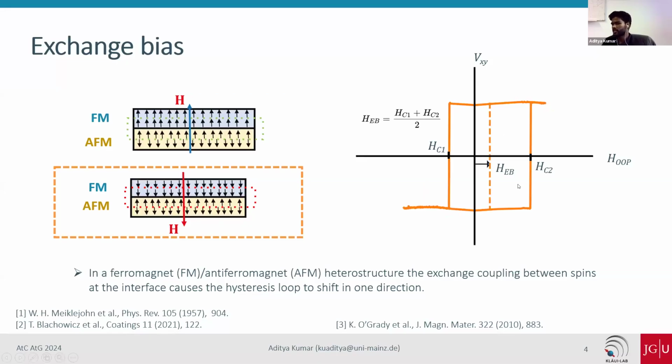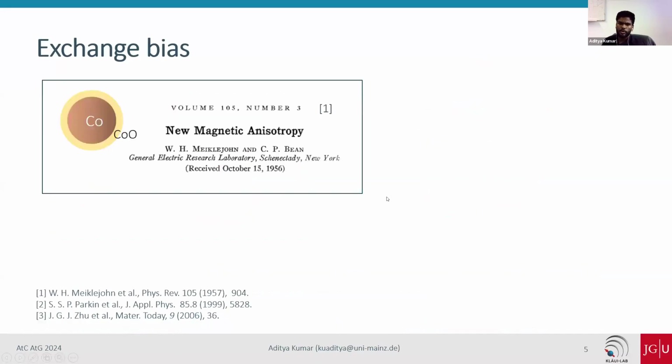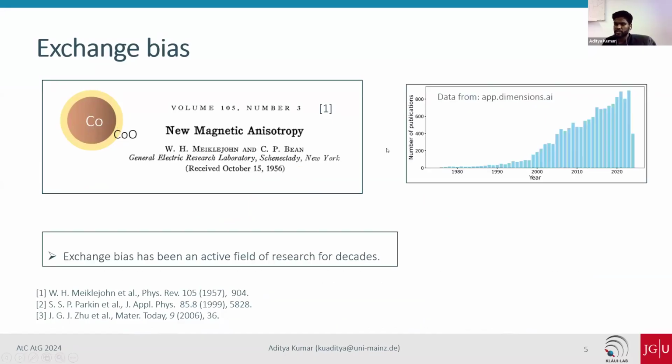This shift in hysteresis is called exchange bias, and you can quantify it by taking the sum of the two coercive fields. The concept of exchange bias is not new. It has been there for decades. In fact, it was discovered in 1956 by Meiklejohn and Bean in cobalt oxide core-shell nanostructures. Since then, this field has been growing consistently.